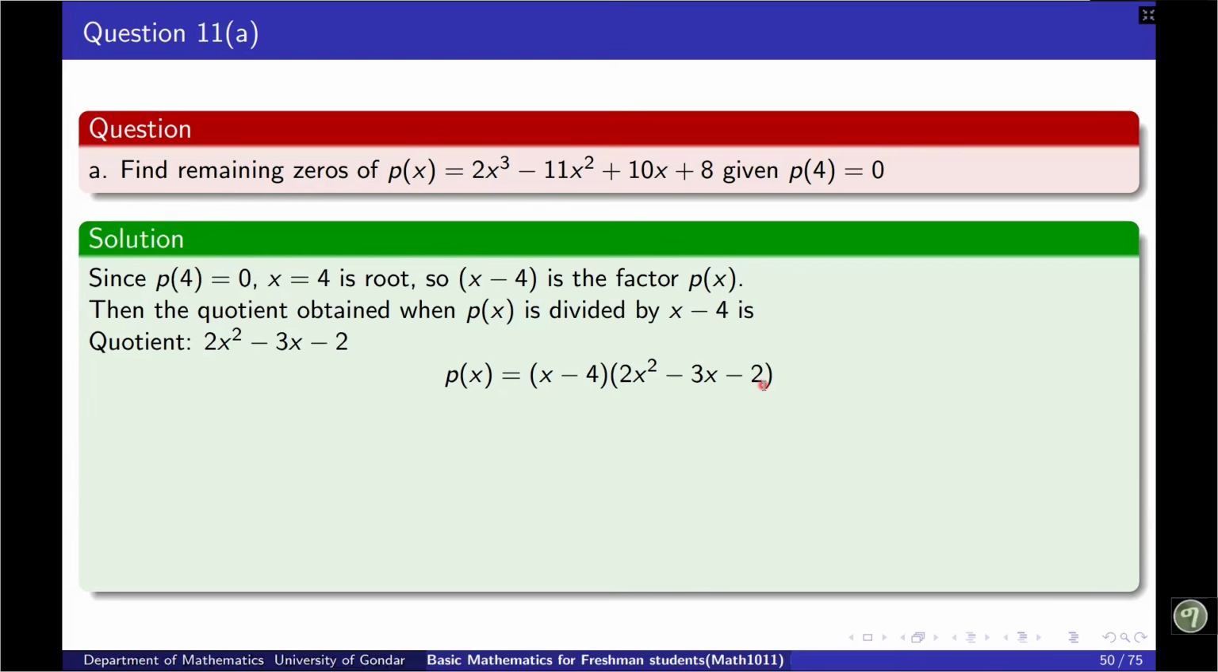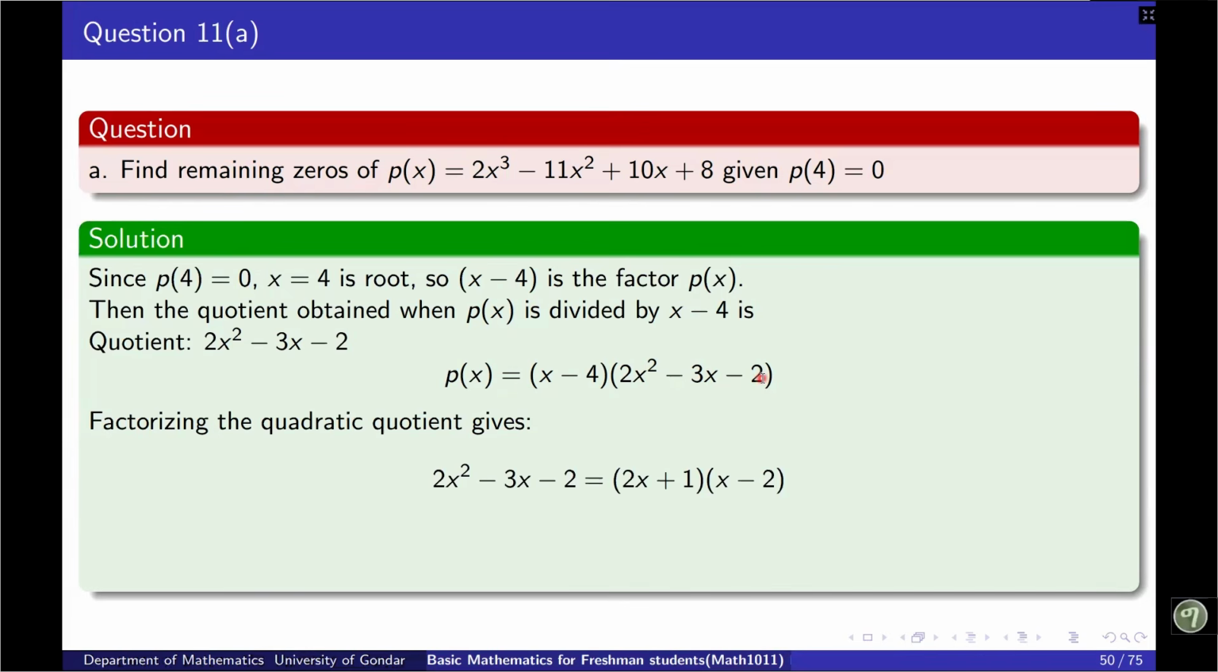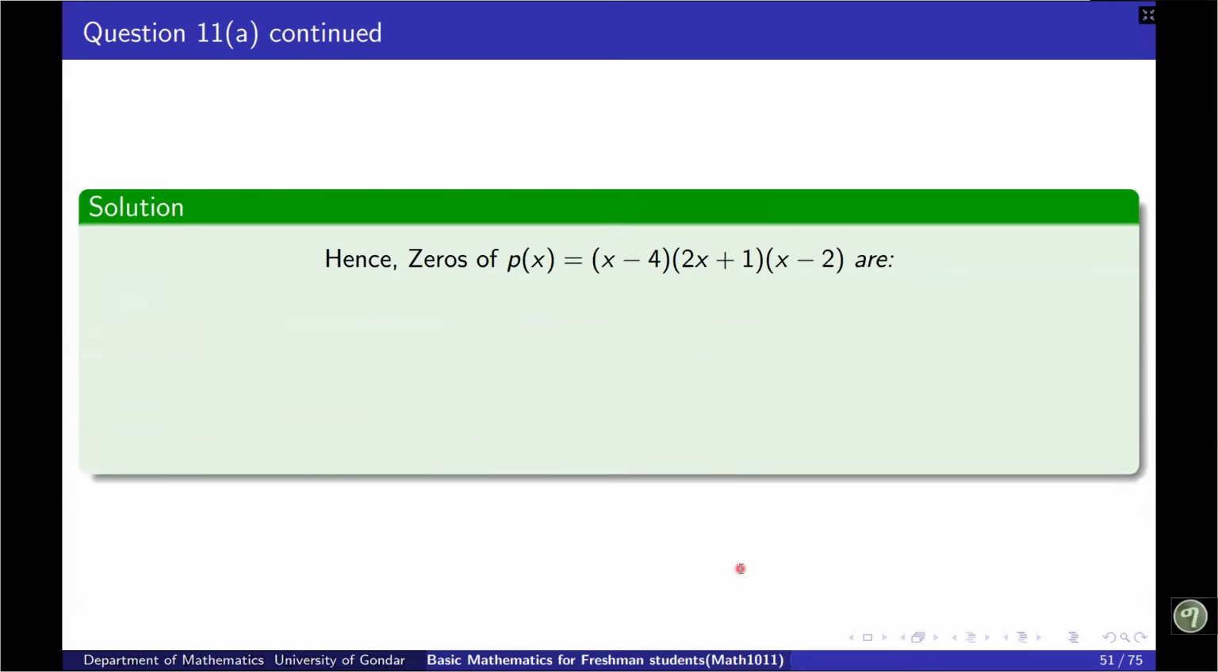And again, when we try to factorize this one, that's simply the quadratic expression, the quotient obtained there, and that means 2x squared minus 3x minus 2 could be factorized as 2x plus 1 times x minus 2. So the polynomial function p of x will be fully factorized as x minus 4, 2x plus 1, and x minus 2.